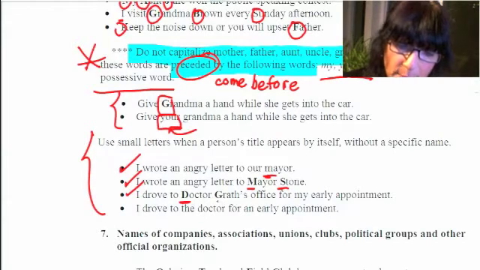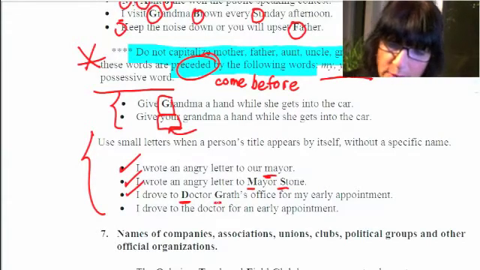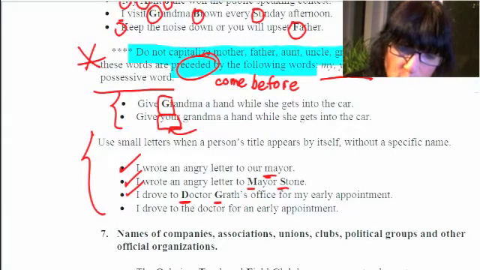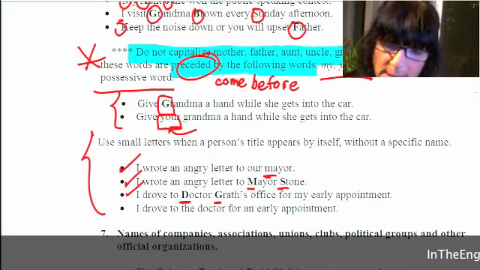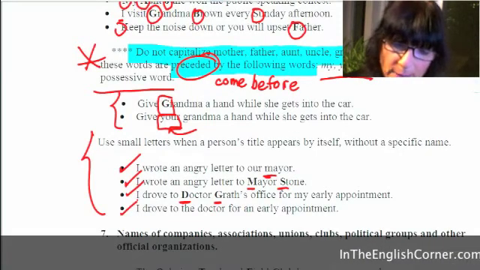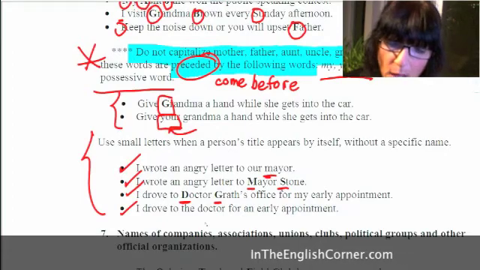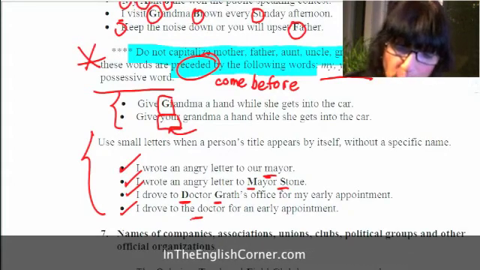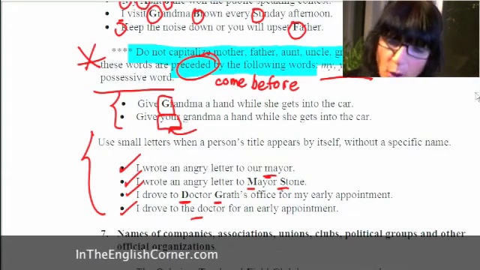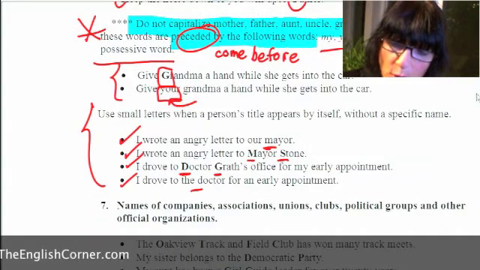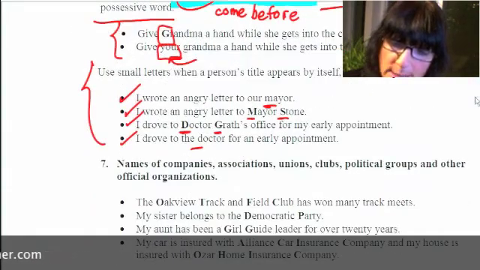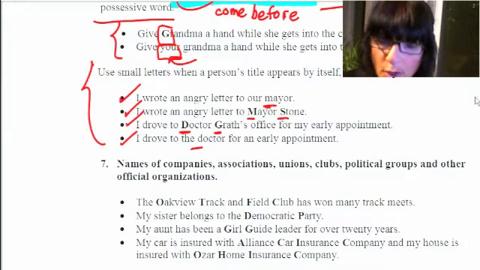In this next example, I drove to Dr. Grath's office for my early appointment. His actual title is Doctor and his last name is Grath, so both are capitalized. But in the final example, I drove to the doctor for an early appointment. No capital on that word doctor because you're not addressing him. It's not his title. It's just his job.